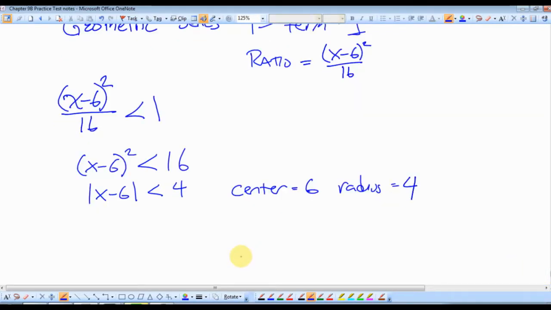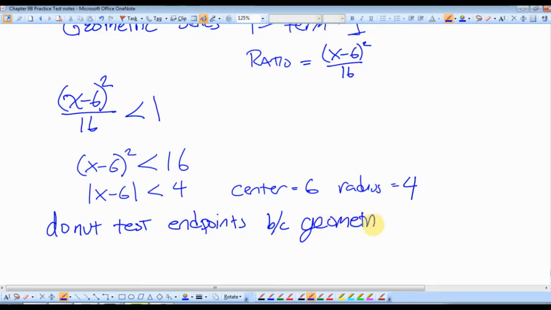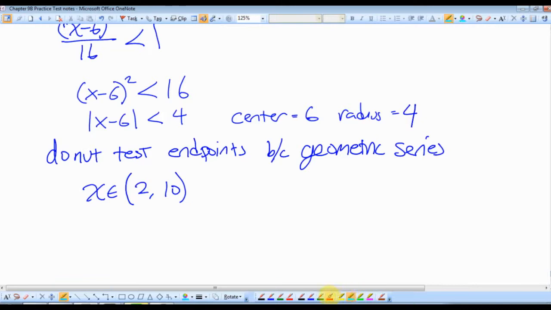Do I need to test the endpoints? No, it's geometric. Do not test endpoints, because it's a geometric series. So x needs to be between 2 and 10. Done. We're just not doing 7. That's all.